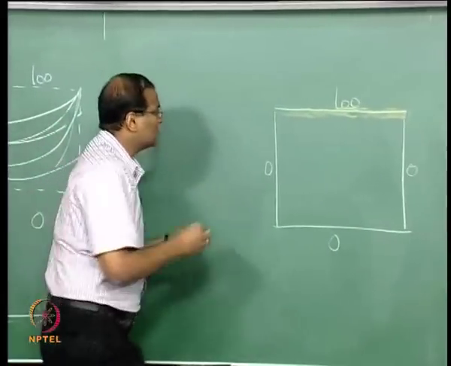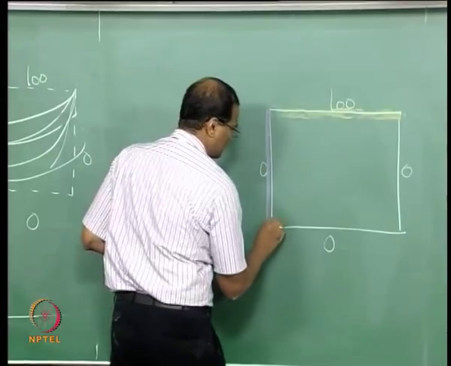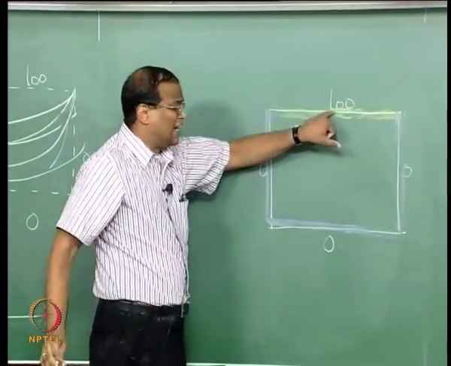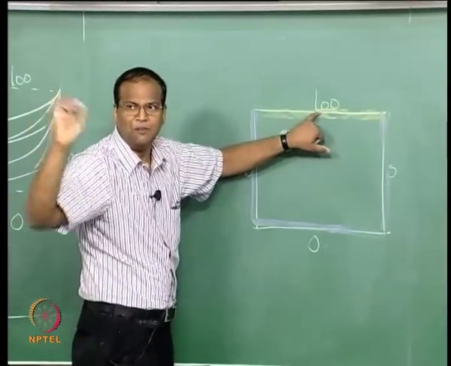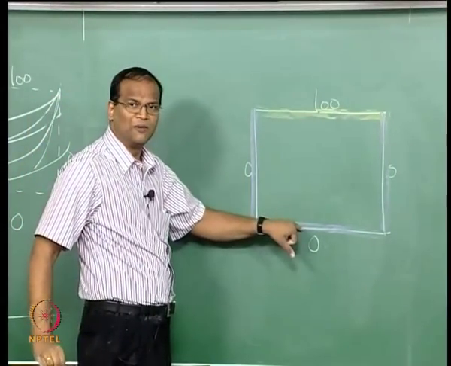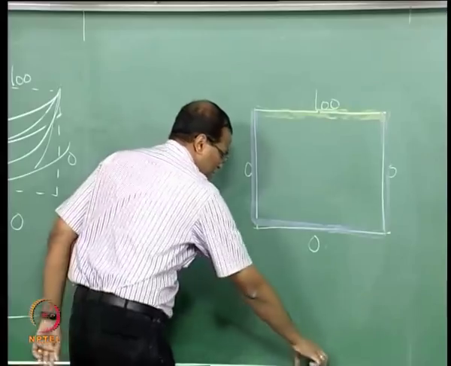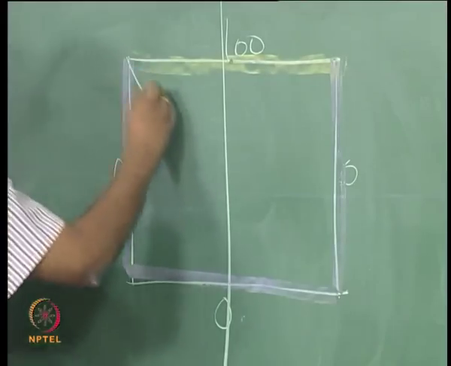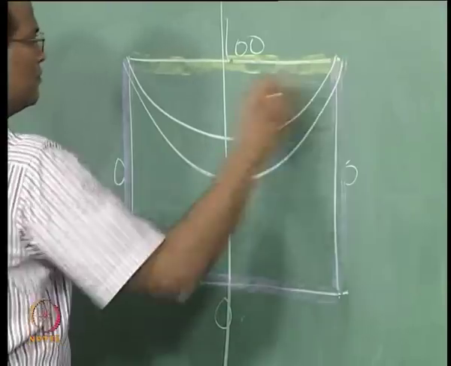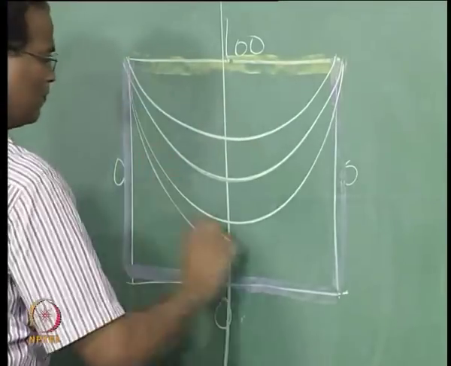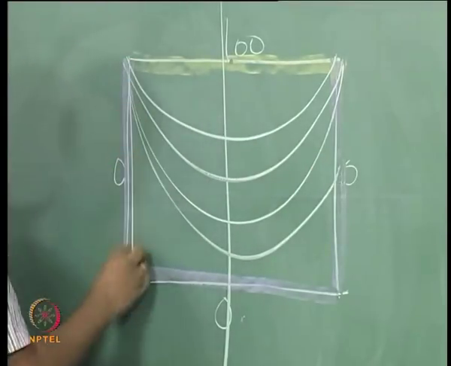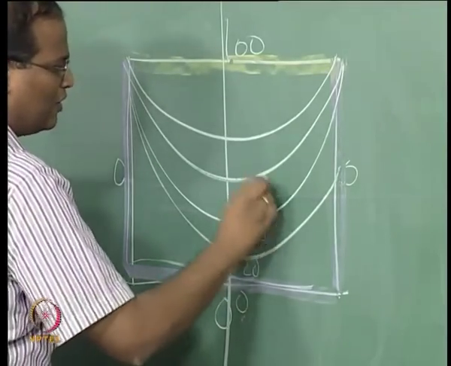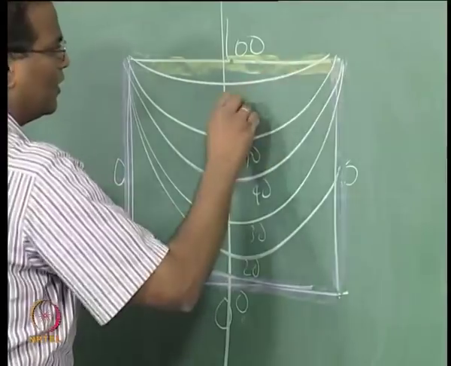The 0 degree isotherm is on the 3 walls. The 100 degree isotherm represents the maximum temperature in the problem, the 0 degree isotherm represents the minimum temperature in this problem. We also know that temperature is periodic about this, all the isotherms have to lie in between. Finally this is 0, so 0, 20, 30, 40, 70, 90.